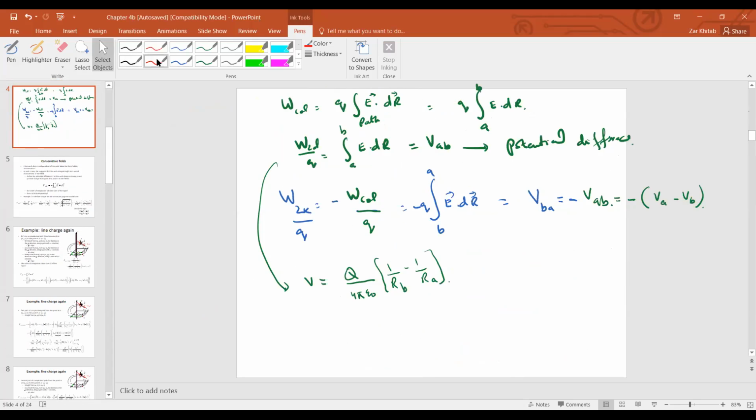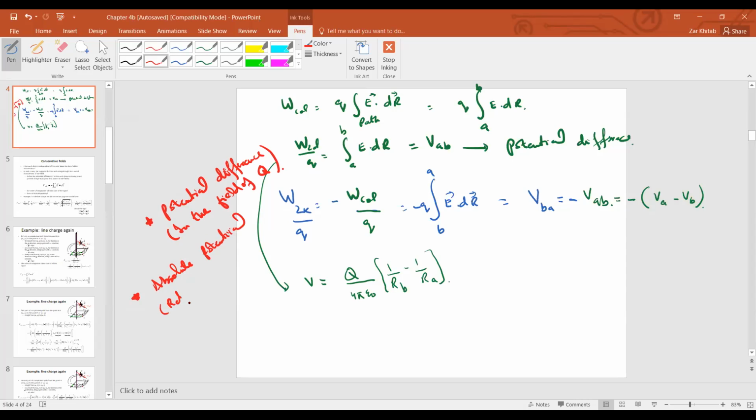So last time we saw the potential difference. So we have two definitions now: potential difference, okay, in the field of capital Q. Okay, and the second thing is absolute potential. Absolute potential, in the absolute potential, the reference point is infinity. Okay, reference point is infinity.